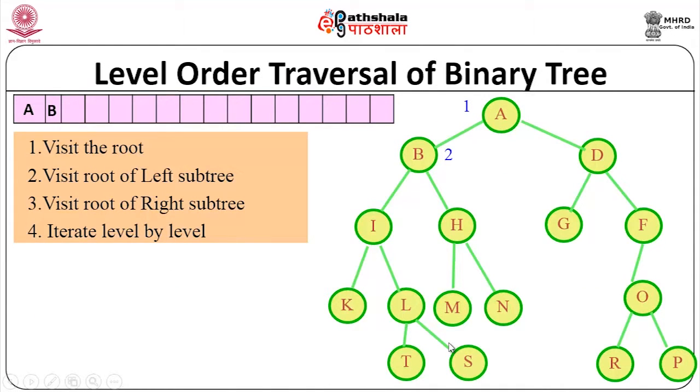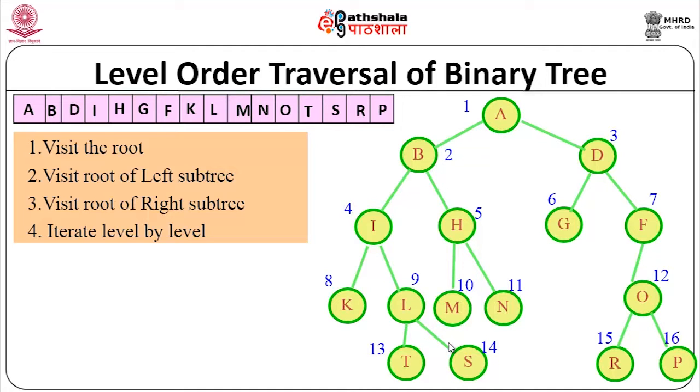So, same thing I can do for level order also. Level order is just you keep on doing till you finish all the children level by level. So, this is a simple level, visit the root, visit the left subtree, visit the right subtree, level by level.